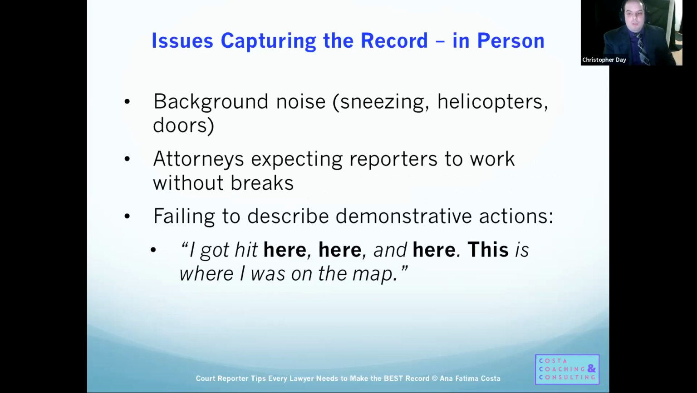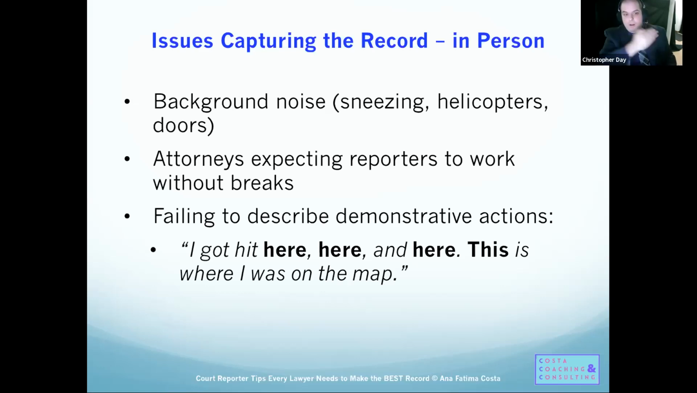So we're going to get into background noises. Same deal. If Rover is barking all deposition, it is going to drown out very important testimony. Attorneys expecting us to work without breaks. I'm going to throw out some numbers to you in a few slides, but let me just preface it by saying we need breaks. Describing demonstrative actions.